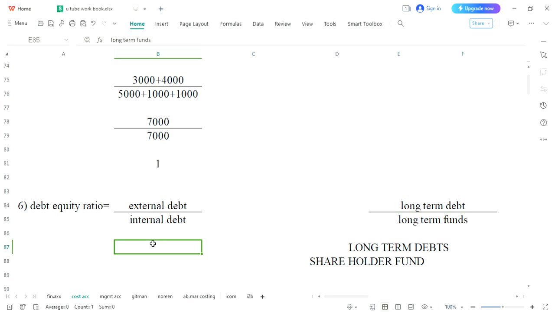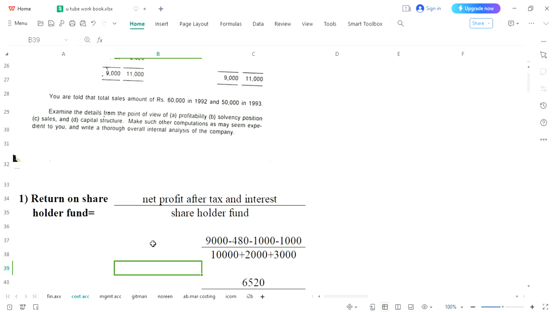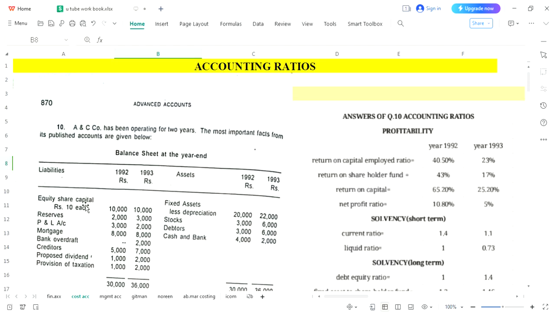First we will apply external over internal debt. External debt, this is your liability side. Now please note it down. What are those liabilities which would be paid internally? So these above three: capital, reserve and surplus. Shareholder fund, this is internal. Mortgage, payable to outsider. Overdraft, bank outsider. Creditor outsider. Dividend outsider. Taxation outsider. So first three are internal, 10 to 3.